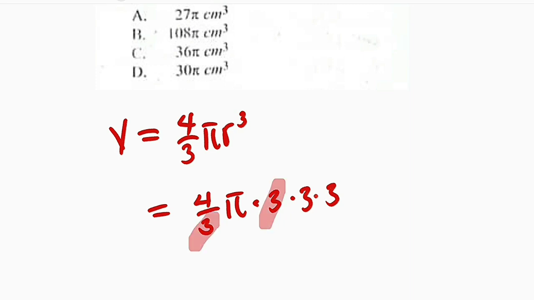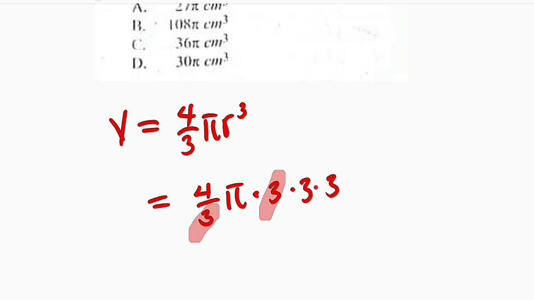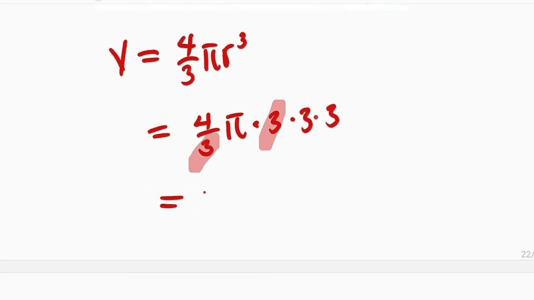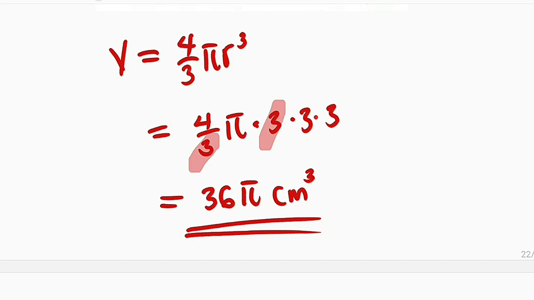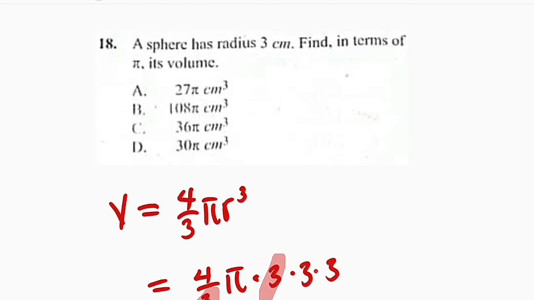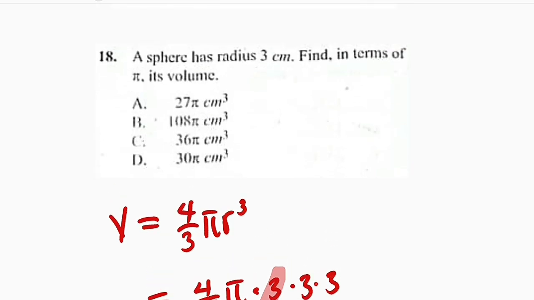And this 3 will cancel one of the 3's. What do we have left? We have 4 times 3, which is 12. And what is 12 times 3? 12 times 3 is 36. So we have 36 pi. 36 pi. Remember the unit? cm cubed. And this is the volume in terms of pi. 36 pi. Do we have it here? Yes. Option C. Question number 19.